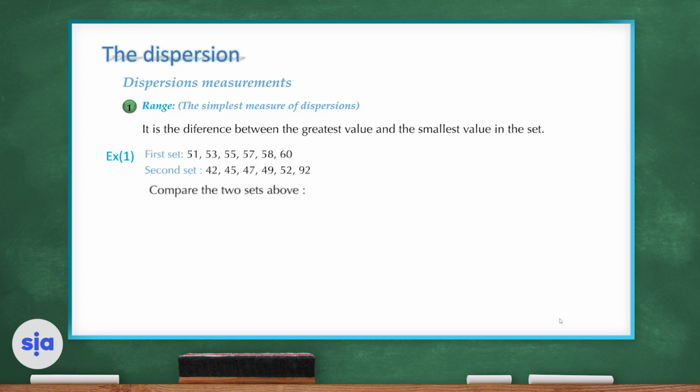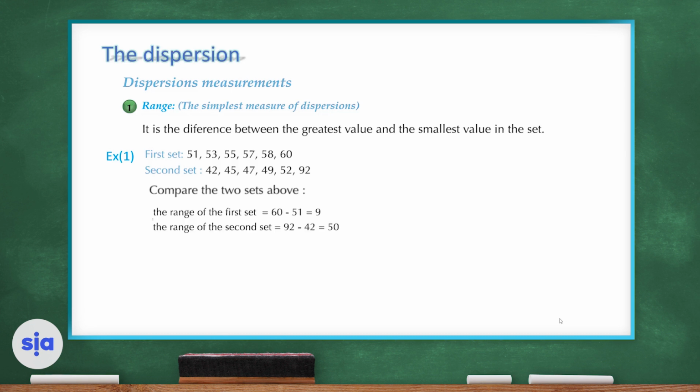Example 1. The first set has values 51, 53, 55, 57, 58, and 60, where the second set has values 42, 45, 47, 49, 52, and 92. And the question here is asking us to compare the two sets above.